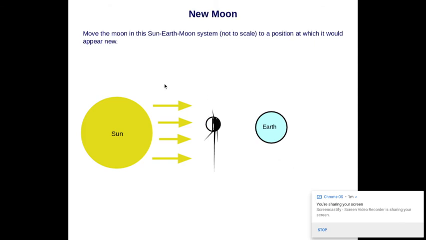A new moon is when we're on Earth, and what we are looking at looks like there's no moon at all. Okay, there obviously is a moon, but the part that we see is totally dark because the sun is hitting the other side of the moon.